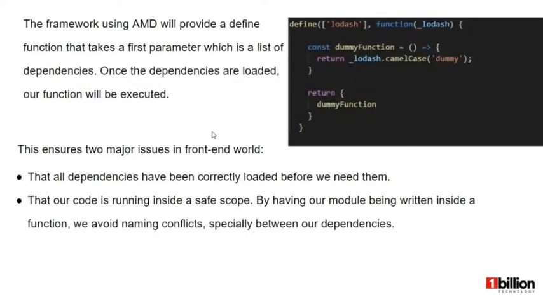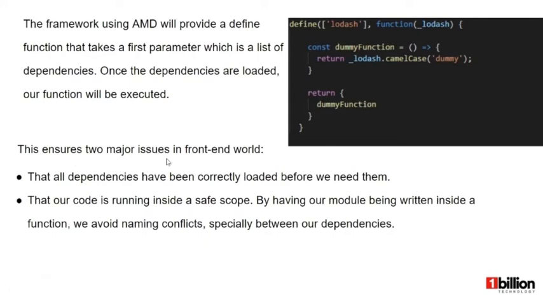So how AMD runs is, you have to define the function. Once you define it, say for this example, we are just using lodash and then we are returning a dummy function, changing the name dummy to camel case. So this is the way you need to write it: you define it first and then the function will be there. Inside the function there will be a return. Through that return you will be able to access the dummy function. So you need to do the same import as I showed before. Using that you will be able to use the dummy function and it will give you this.